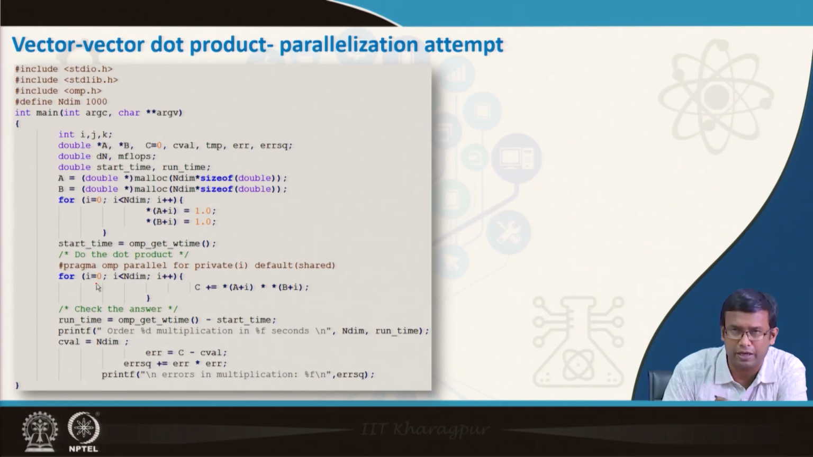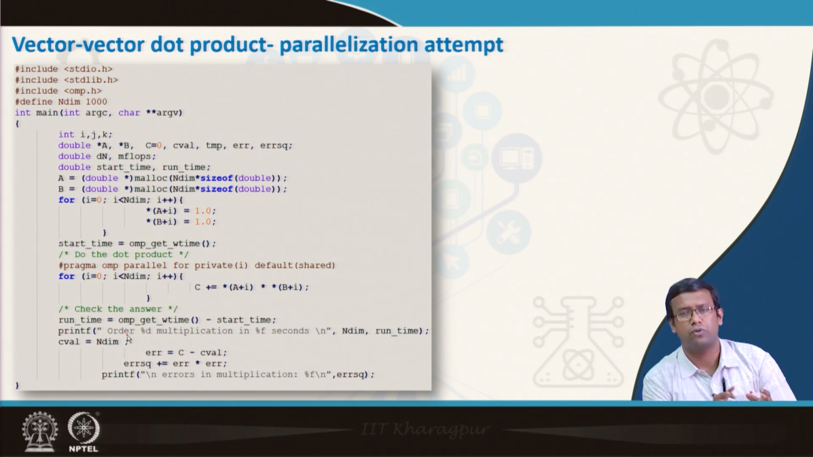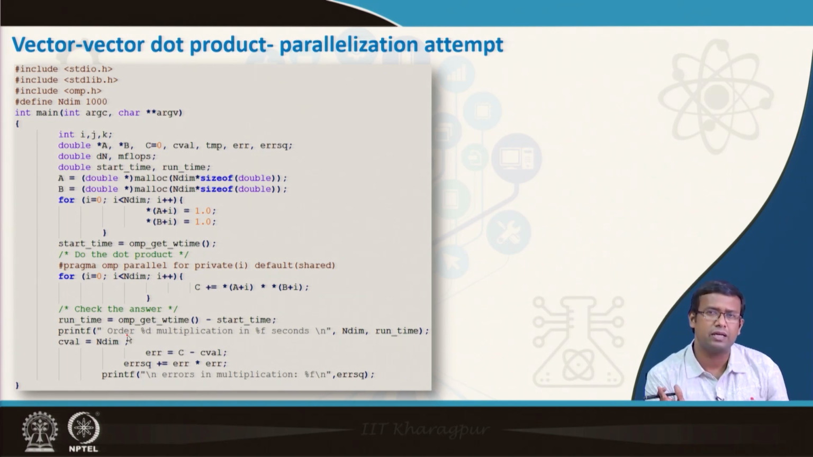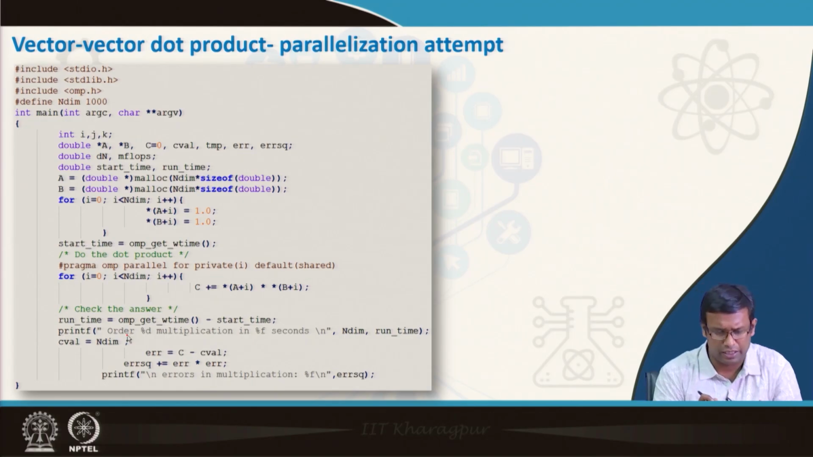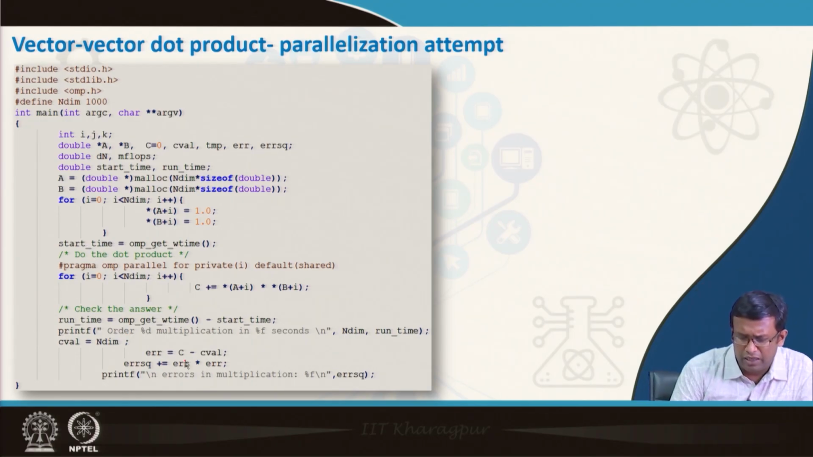And is our parallelization right? For that, because these vectors have values 1, their dot product is basically 1 into 1 plus 1 into 1, and so on. So if the number of elements is n, the value of the dot product is n. We will check whether the dot product calculated by the program in a parallelized manner and the actual value, which is the dimension of the vector, are the same. What is the error? We will write that.